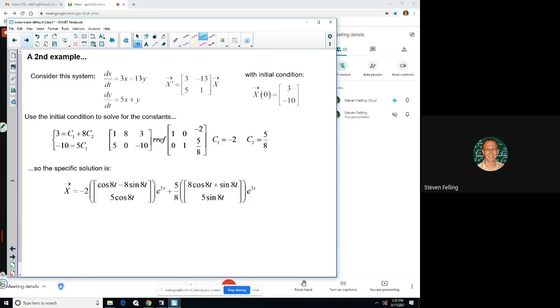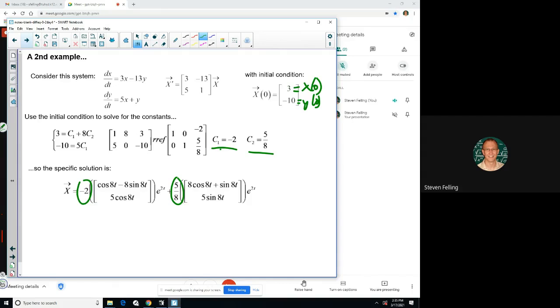So if we have an initial condition, like when t is 0, x is 3, but y is -10, you could plug those into the two equations and then use the system to figure out that the constants, in this case C1 is -2 and C2 is 5/8. Then you can plug those in here to get the specific solution that goes through that initial condition.